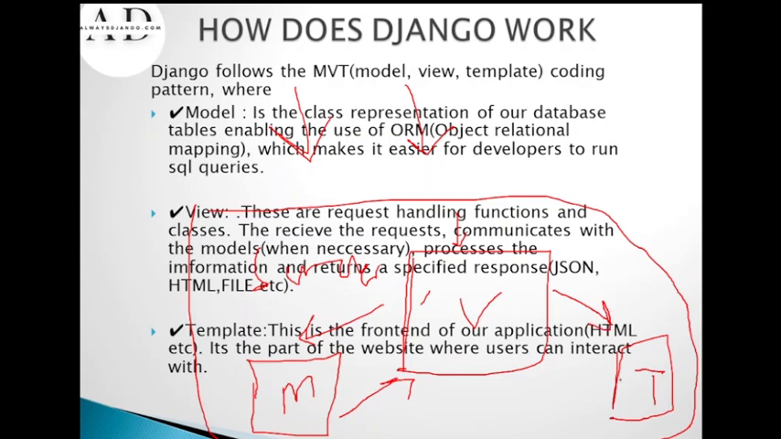Now in the template, if maybe a form is submitted, it sends a request back to the view. The view gets this, goes back to the model, and that's the back and forth. That's the circular request response pattern for Django, right?